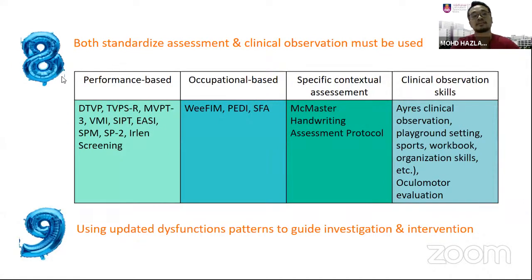This is why, number 8, both standardized assessment and clinical observation must be used. We must use all of these assessments. We have performance-based assessments which assess different components of a child. For example, DTVP, TVPS, and BBT might assess components of visual perception skills, and some assessments might assess motor integration, visual motor integration skills. For example, SPM or the Sensory Profile assesses the child's sensory processing that is related to vision.